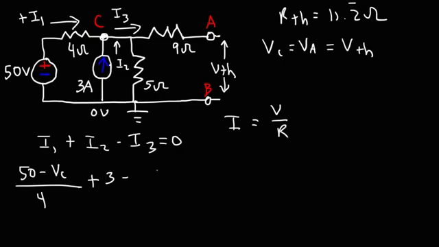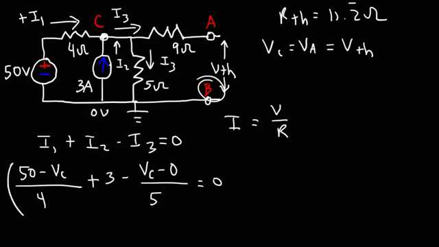So I3 is going to be the potential at C minus the potential at B, which is 0, divided by the 5 ohm resistor. Because I3, all of it flows through the 5 ohm resistor. So now we have this. We need to calculate or solve for VC.